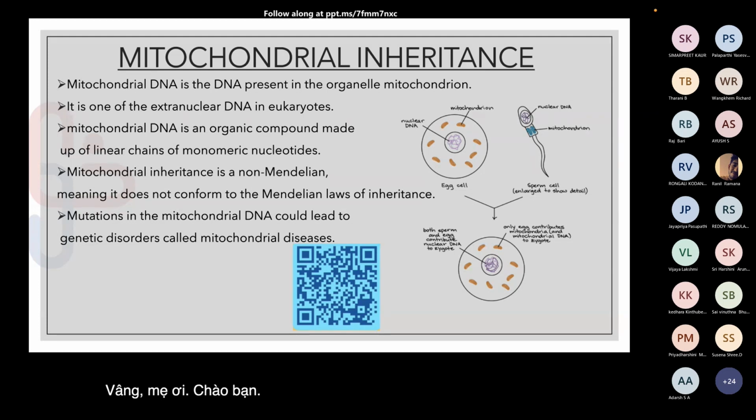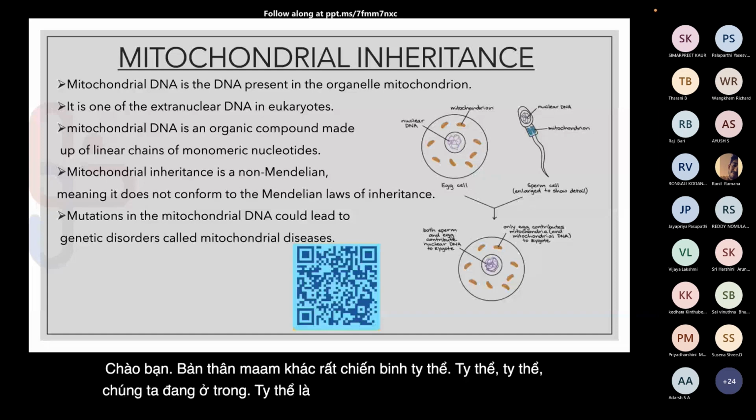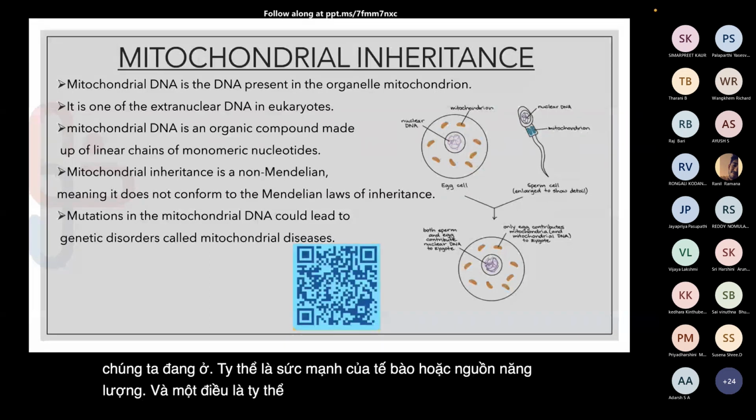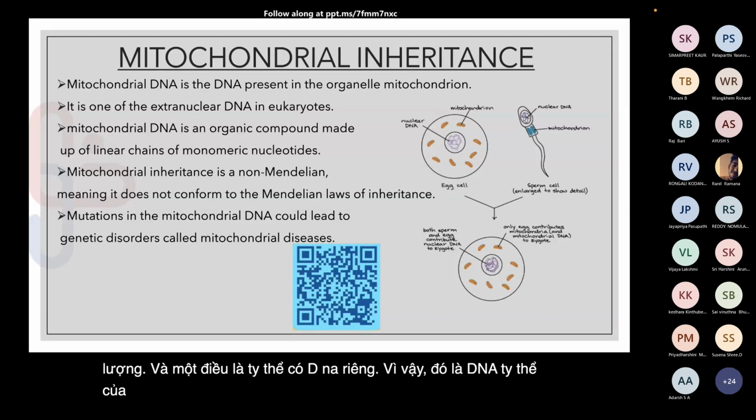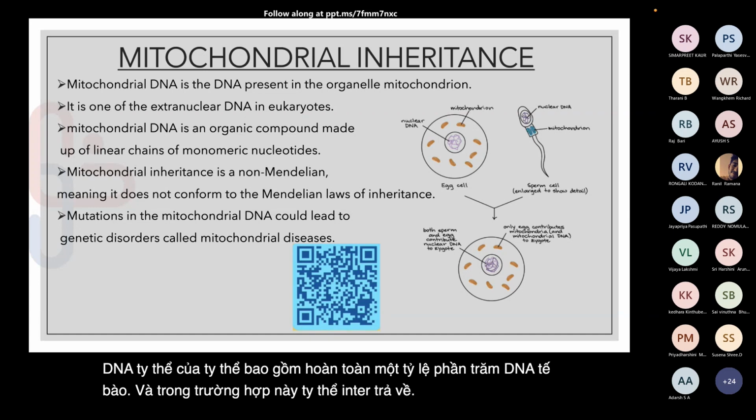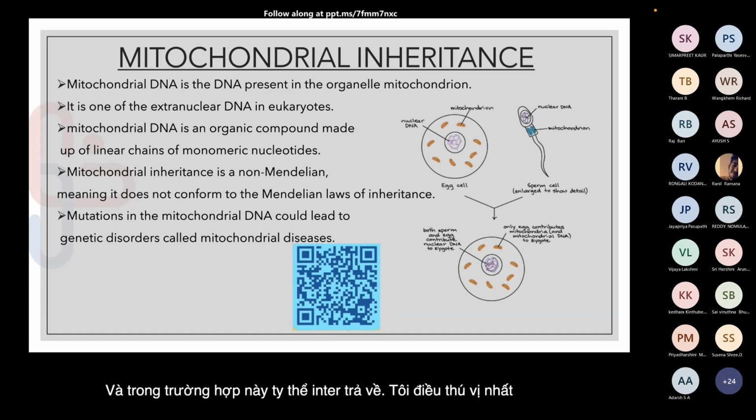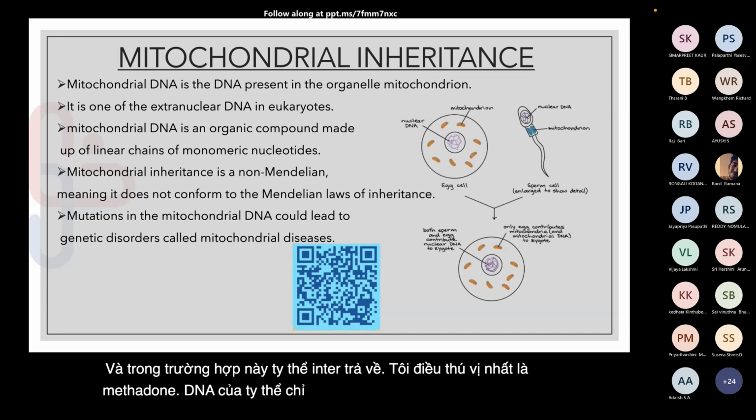Myself, Father. So, mitochondrial inheritance. We all know mitochondria is the powerhouse of the cell or the energy source. And mitochondria have their own DNA, that is the mitochondrial DNA. The DNA of the mitochondria comprises about 1% of cellular DNA. In mitochondrial inheritance, the most interesting thing is that the DNA of the mitochondria is only inherited from the mother and not from the father.